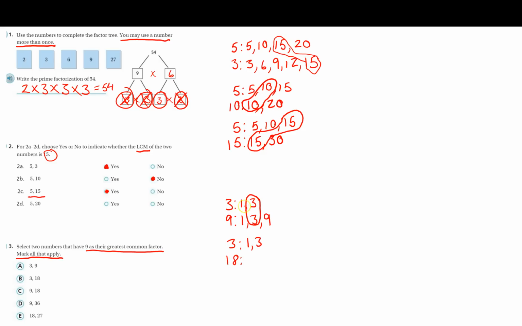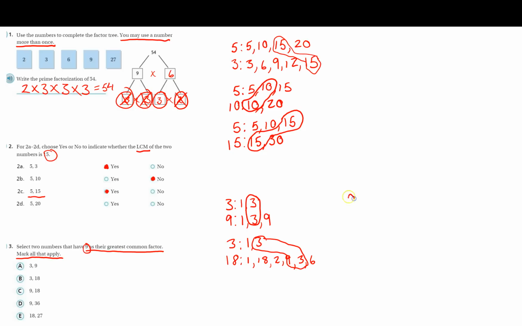Well, I already factored 3 up here, so I know it's 1 and 3. For 18, I can do 1 times 18. I can do 2 times 9. I can do 3 times 6. 7, no. 8, no. And 9, yes, but I've already done 9, so now I know I've listed them all. And again, the biggest factor they have in common is 3. But I want them to have 9 as the greatest common factor, so no, that one's not going to work.